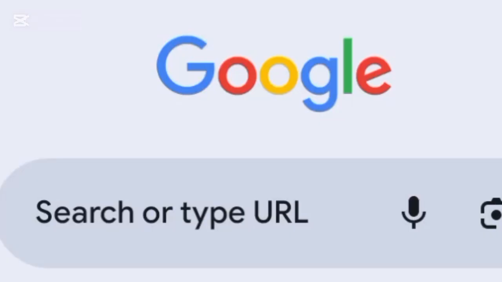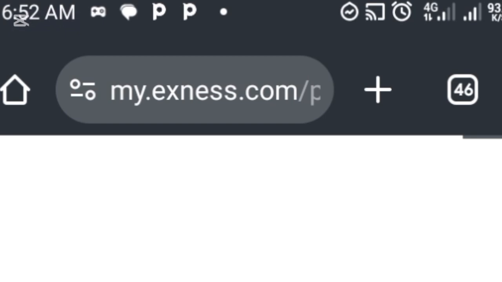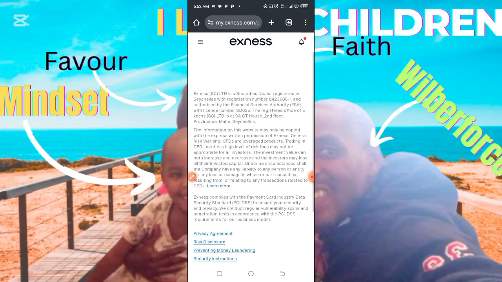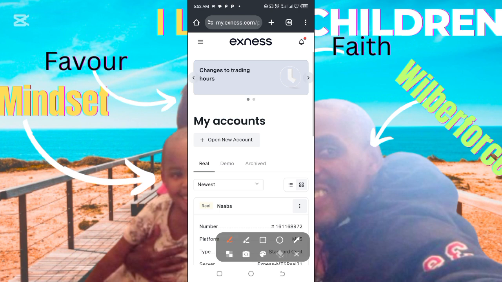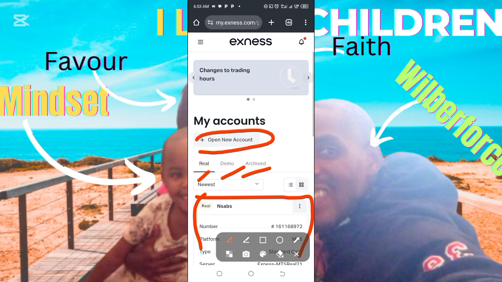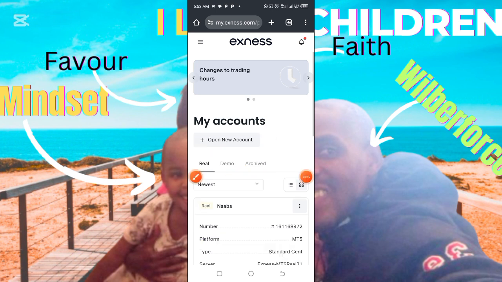After creating your account, you want to sign in, and I'll type my.exness.com and then hit search. If you do not have any trading account, this may not show up, because these are my former accounts. So this is the real section, real account, demo account, archived, the accounts which are inactive. And straight away you want to go to open a new account, that plus icon. So you click there.